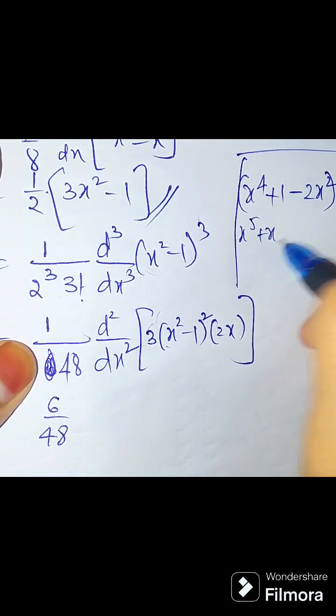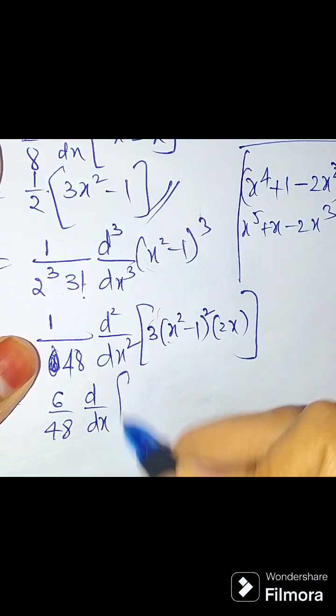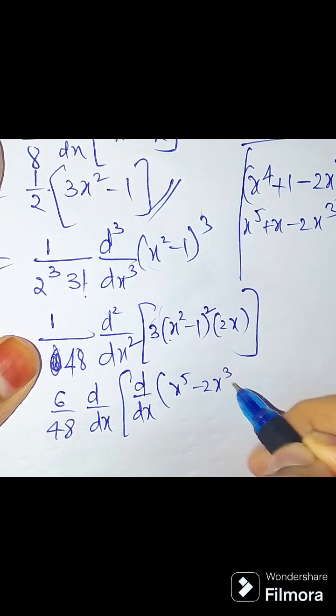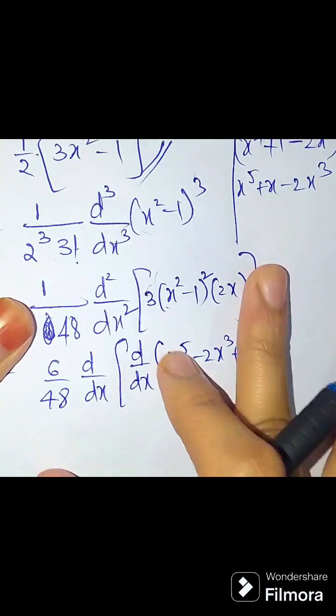Okay. Now I'll write derivative of x power 5 minus 2x cube plus x. Okay, I wrote here multiplied. I don't want to apply UV and make it big, that's why. So 6 by 48 means 1 by 8.